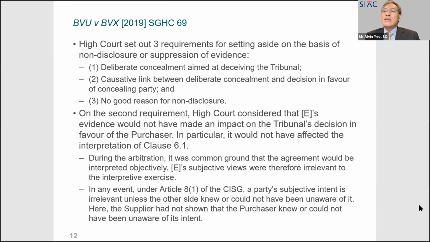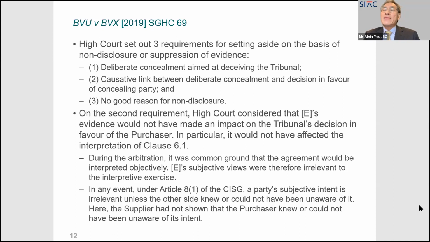Now, the High Court said there are three requirements you need to show to succeed on setting aside for fraud. One was deliberate concealment, the other was a causative link between the concealment and the decision, and the third was no good reason for the non-disclosure. Now, 1 and 3 obviously overlap. And the High Court found there wasn't a deliberate concealment because essentially the purchaser actually didn't think that the evidence was relevant. They had at an early stage indicated which witness they were going to call.